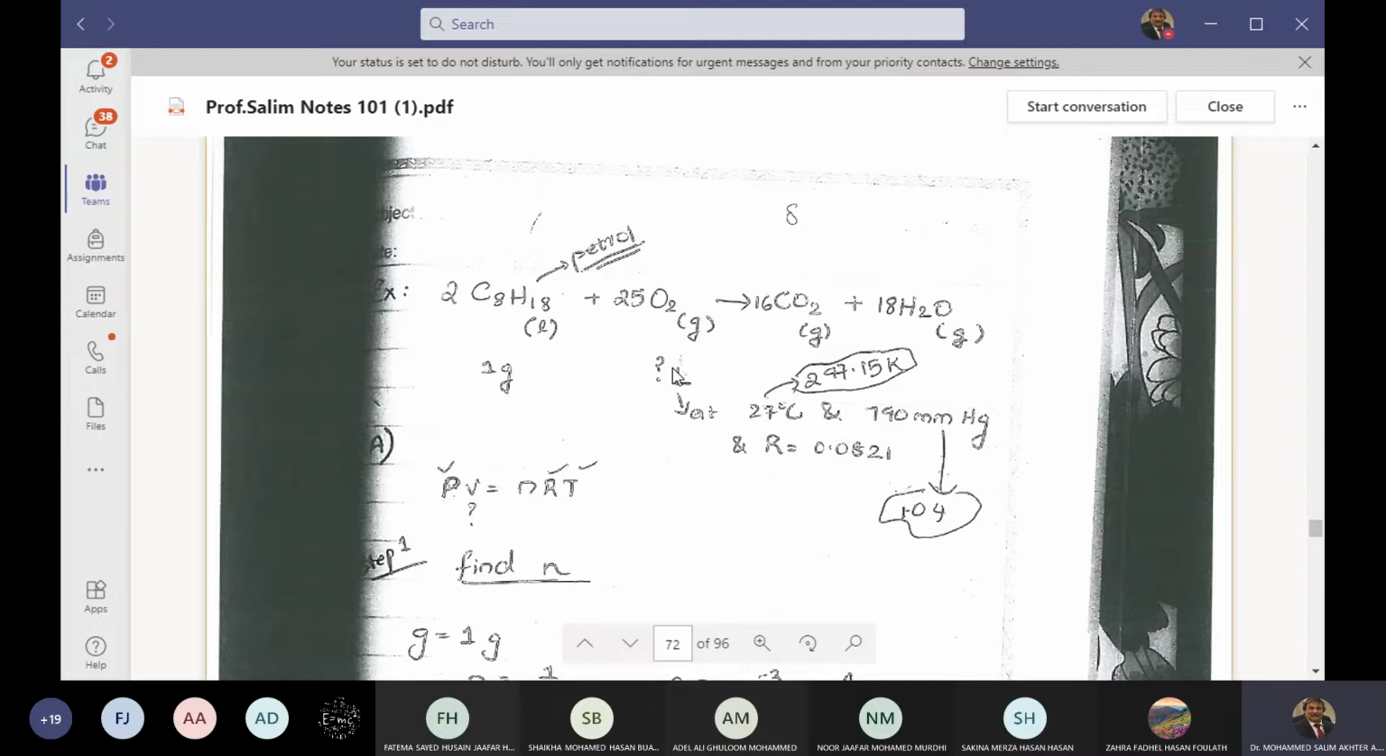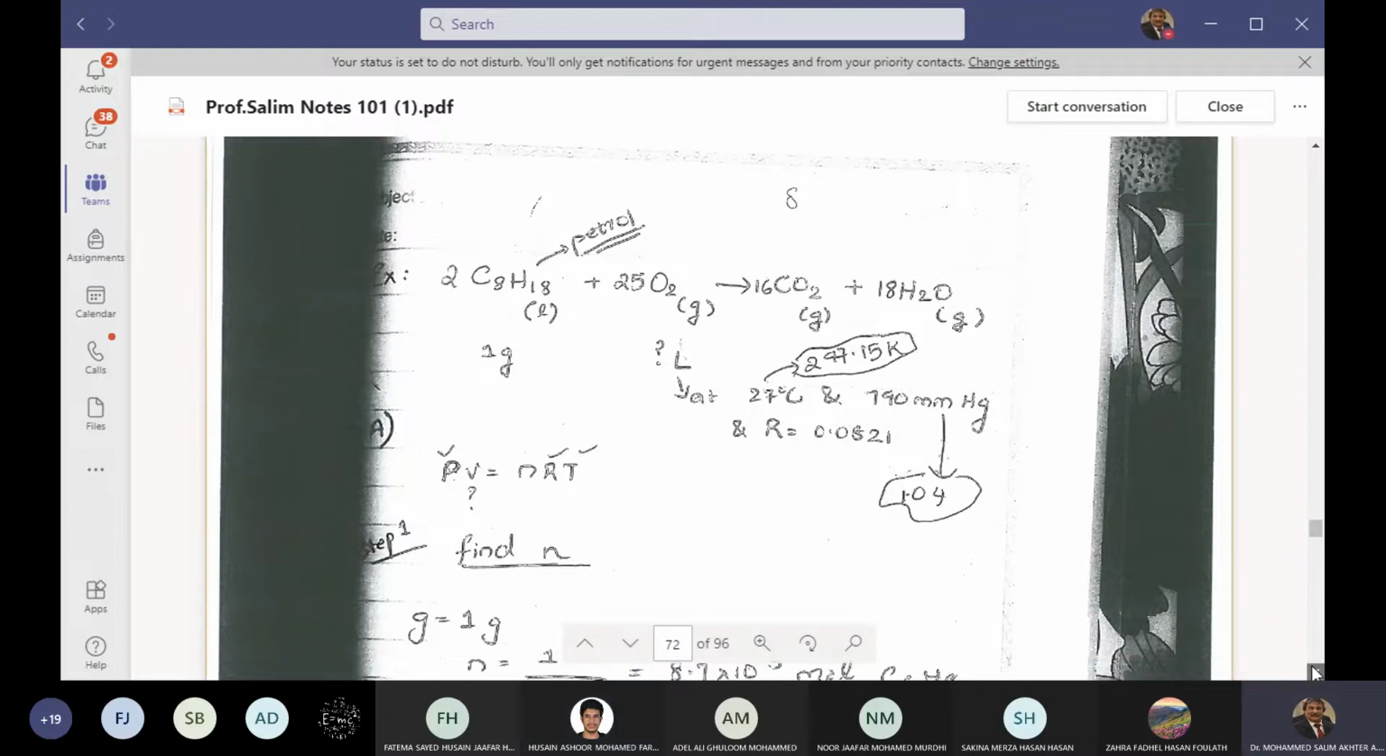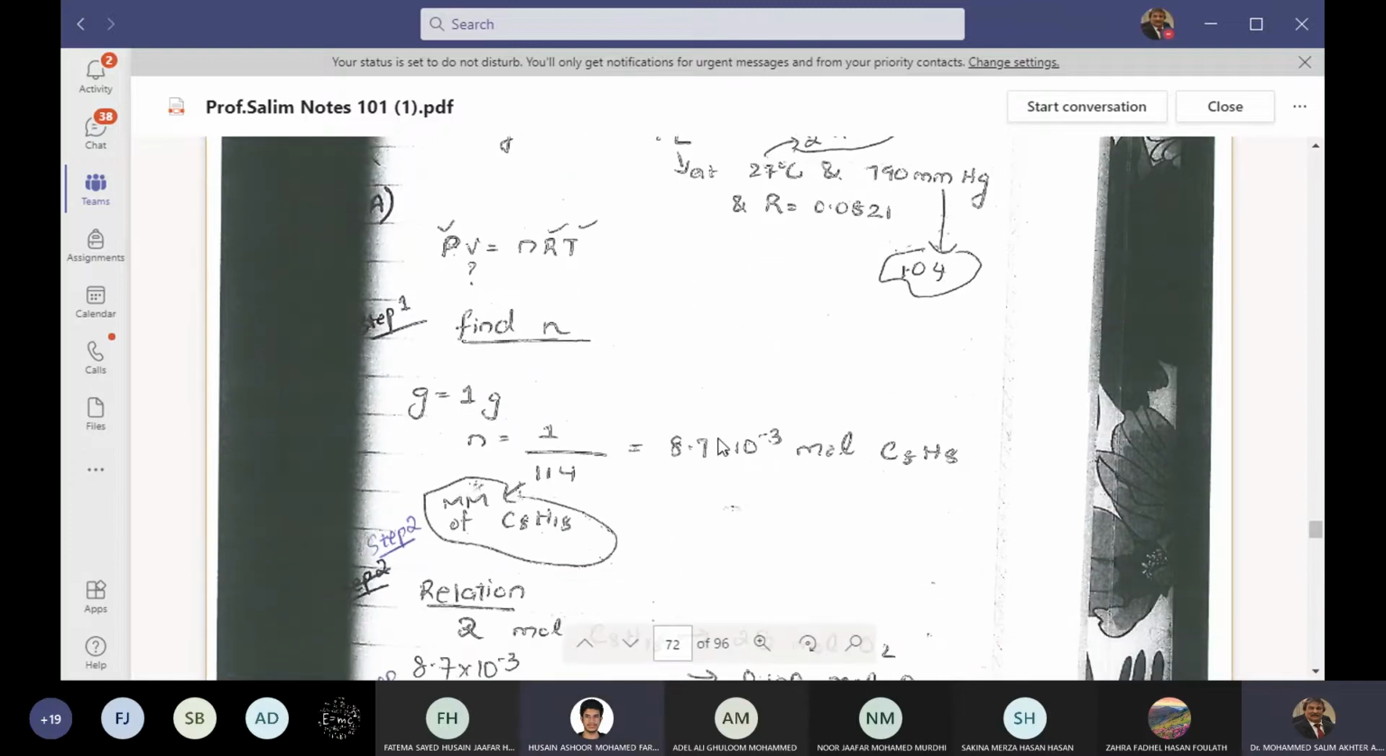Now if I want volume, do I have the number of moles of oxygen? No. So how can I find two unknown quantities? Aha, but I can find the number of moles of oxygen. I know 1 gram of C8H18. Can I convert it into moles? Yes. How? Divided by 114. What is 114? It is the molar mass of C8H18. This is my number of moles.